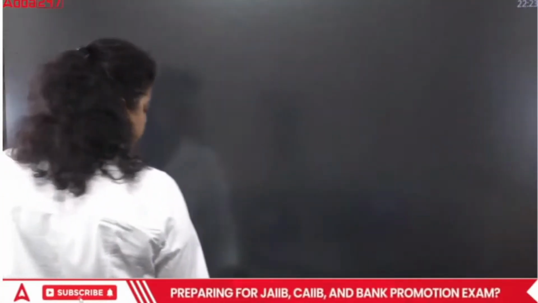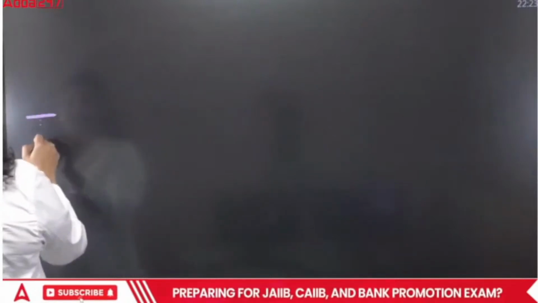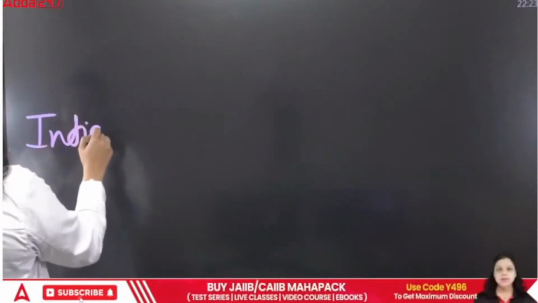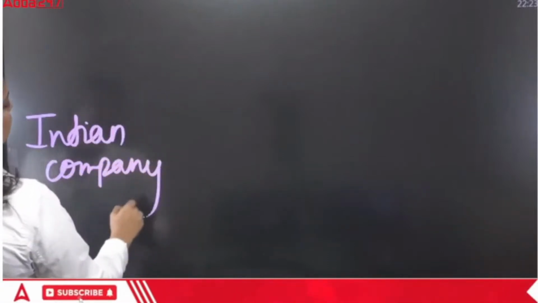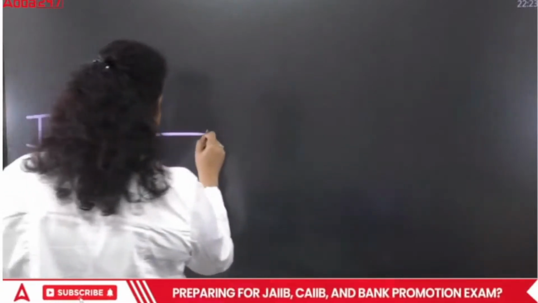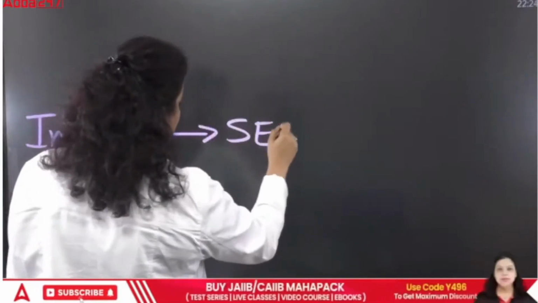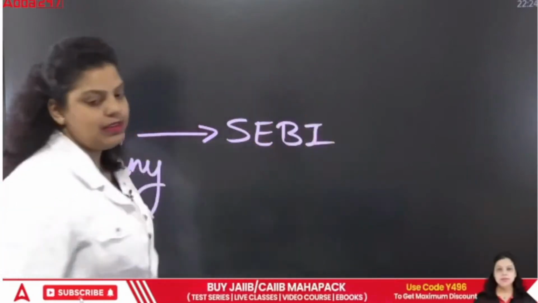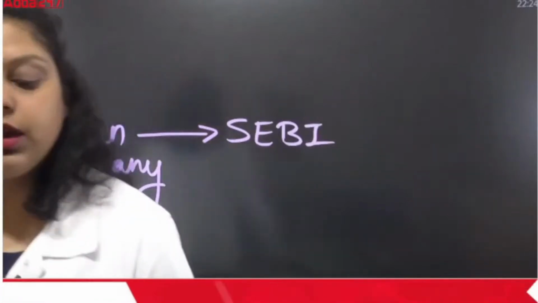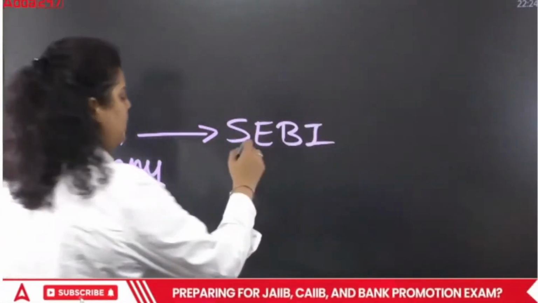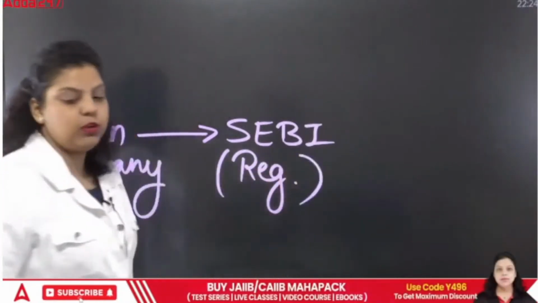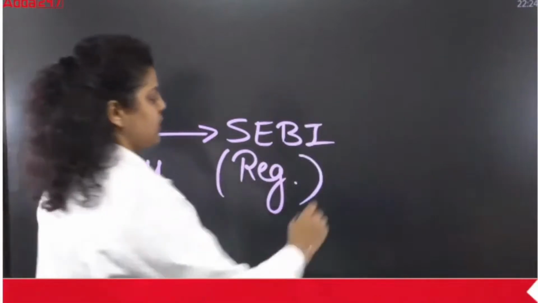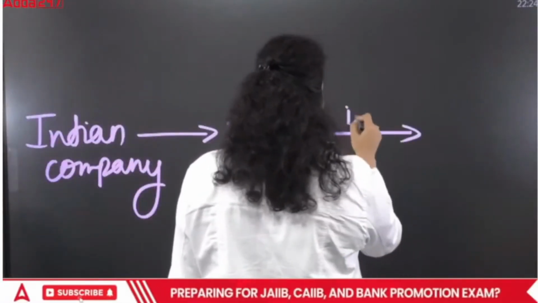Let's say there is an Indian company, and this Indian company wants to issue its shares. To issue the shares, this company has to go to SEBI, the Securities and Exchange Board of India, which is the regulatory body of the investment market in India. The company has to take permission from SEBI to get registered. After registering, the company will be allowed to issue shares.